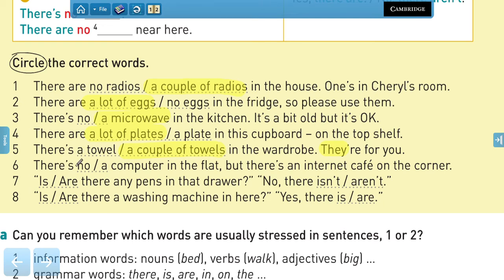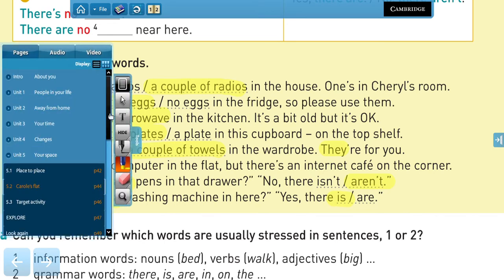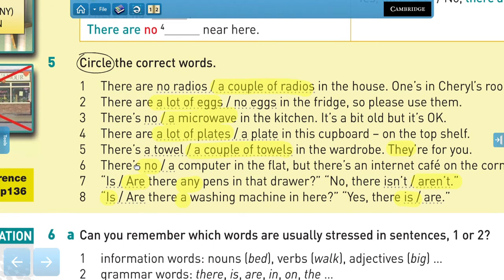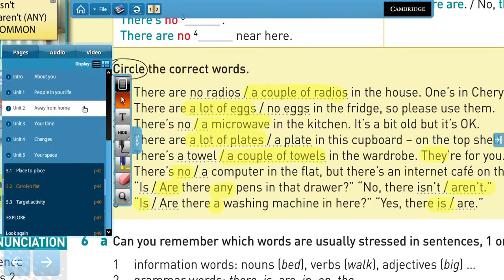6, there's no computer in the flat, but there's an internet cafe on the corner. There's no computer. Now for questions, we have, are there any, remember the word any, are there any pens in that drawer? No, there aren't. Is there a washing machine in here? Yes, there is. Very good. Now let's go now to page 136 for mock exercises.